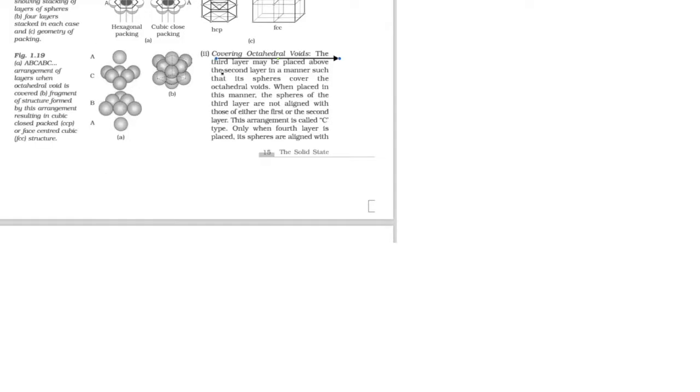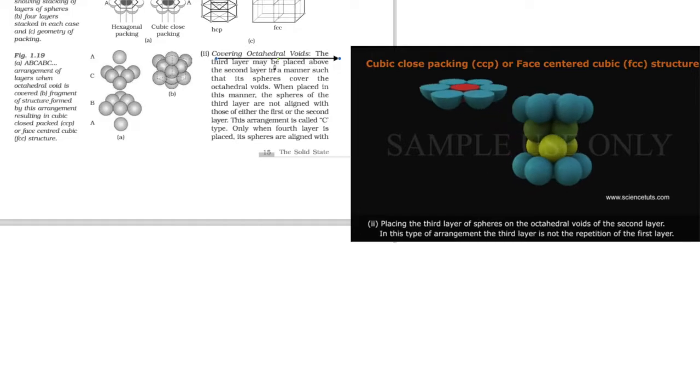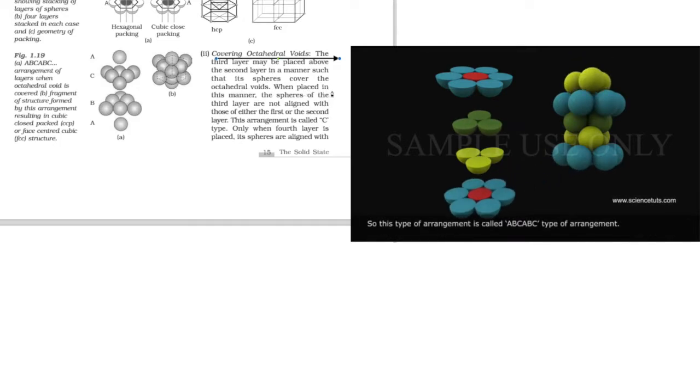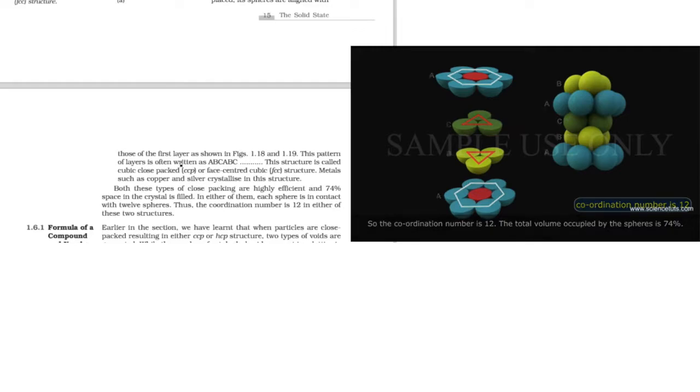The second type of arrangement of third layer can be done in such a way that it covers the octahedral voids. The third layer may be placed above the second layer in a manner such that its spheres cover the octahedral voids. When we place in this manner, the spheres of the third layer are not aligned with those of either the first or the second layer. This arrangement is called C-type. Only when fourth layer is placed, its spheres are aligned with those of the first layer.